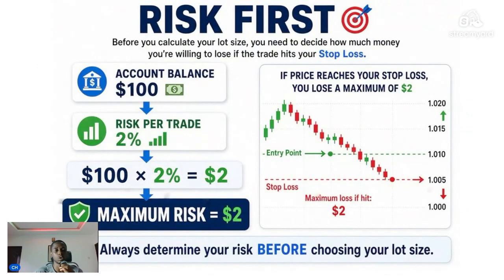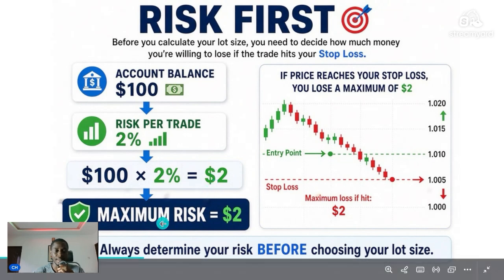We also need to consider our risk. Before you calculate your lot size, you need to decide how much money you are willing to lose if the trade hits your stop loss. This is important, because sometimes the trade will go against you. Let's say you have an account balance of $100 and your risk per trade is 2%. If the market goes against you, you are going to lose $2. So if you are risking 2%, you are risking only $2.